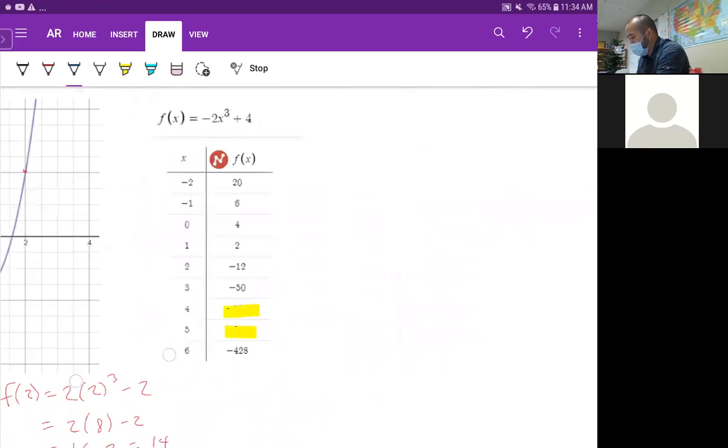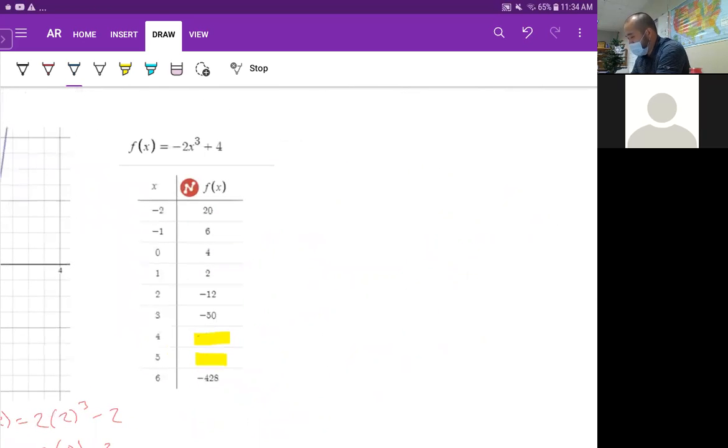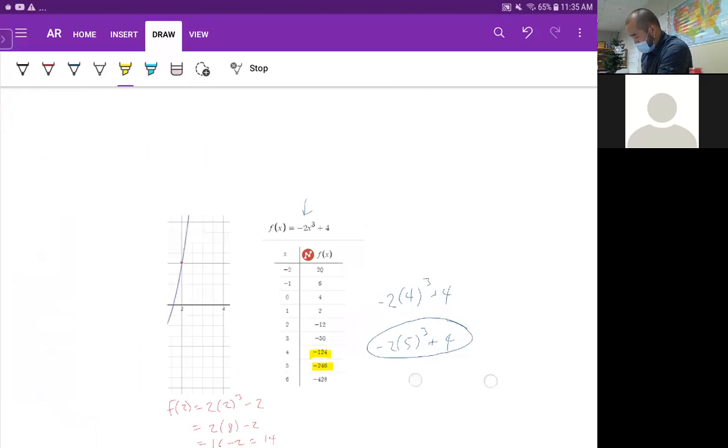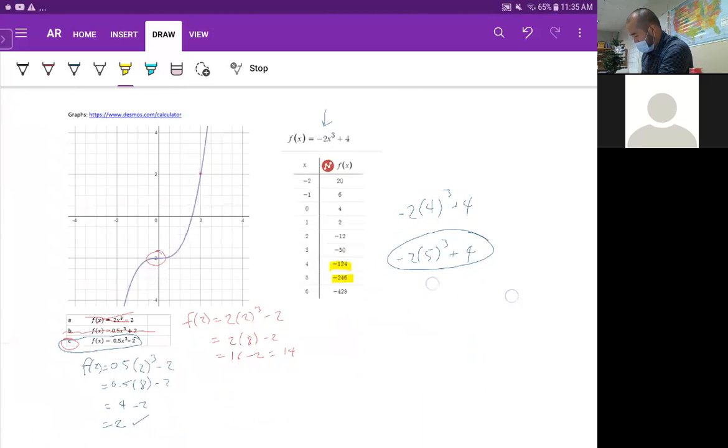You do the same thing when you have these tables. So here's your function. Just plug your x into that. So -2, 4 to the third plus 4, and then -2, 5 to the third plus 4. So you plug this in the calculator, you're going to get those answers. All right, that is how you do 6.2.